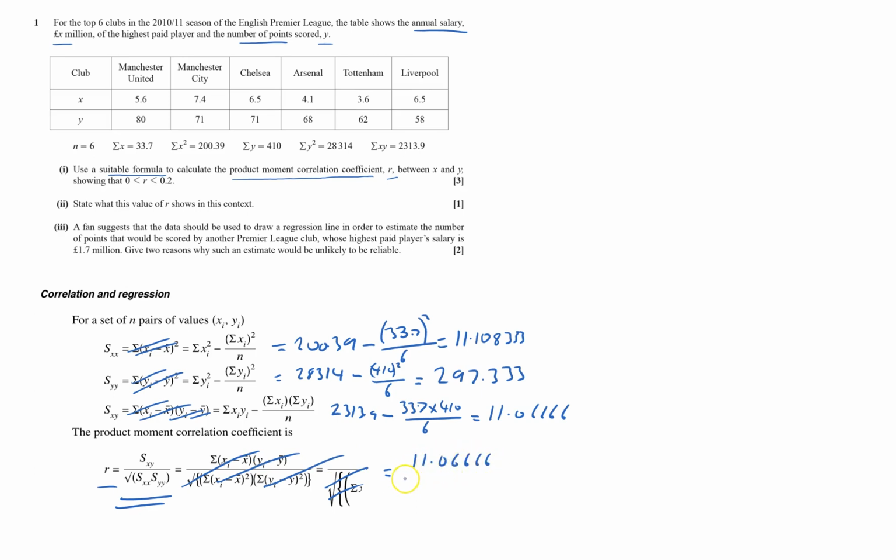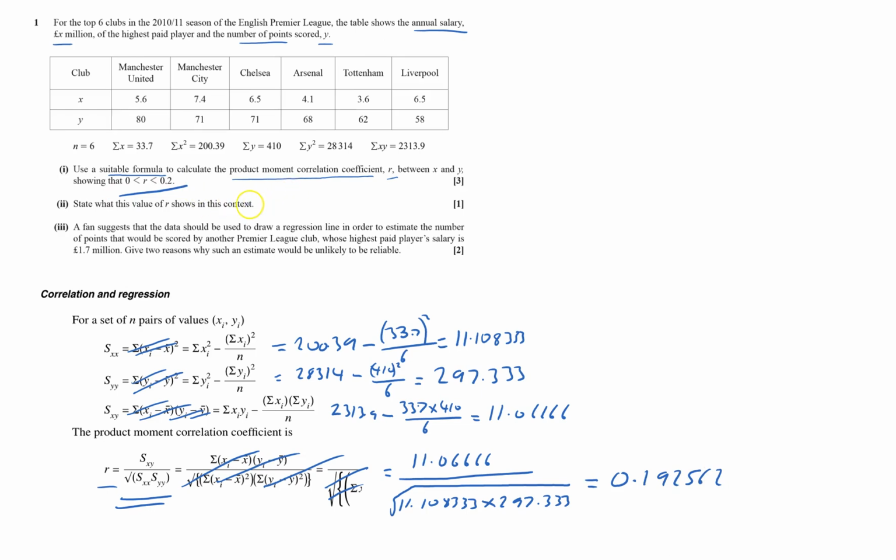11.06666 divided by the square root of SXX, that's the top one, 11.108333, times by 297.333, and that equals 0.192562, and that is between 0 and 0.2.